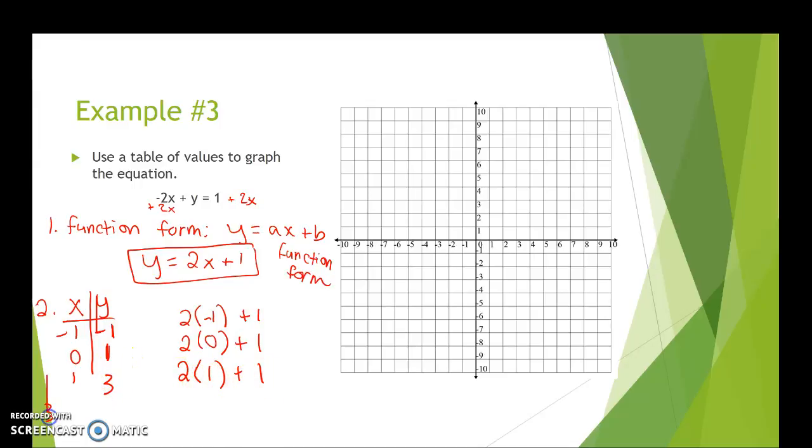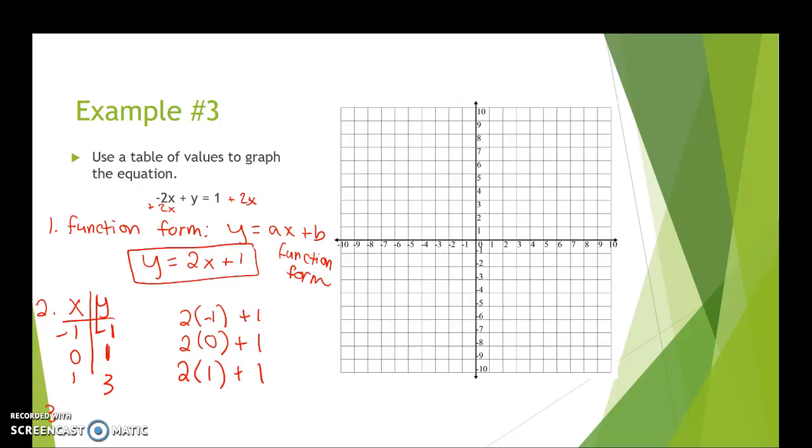So now I have my ordered pairs. That's going to be negative 1 comma negative 1. We have ordered pairs of 0 comma 1 and 1 comma 3. So let's plot those 3 points. Negative 1, negative 1, there's your first point. Then 0 and 1, so 0 and up 1. Then we have 1 and 3.